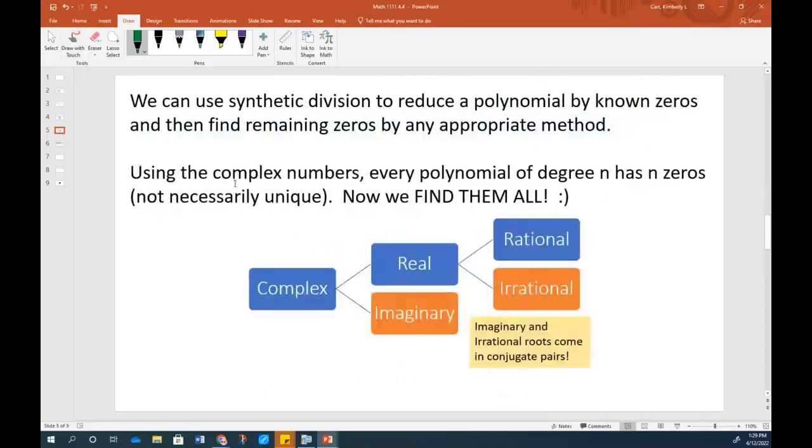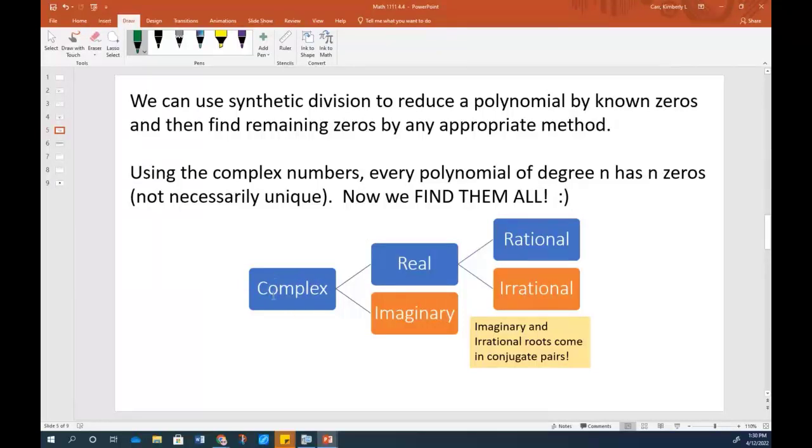Let's look at another concept then. We can take one root if we have, or even if we know two, any zeros you know, but you don't have to know a lot of them yet. You can use synthetic division and reduce your polynomial, and then you could possibly solve what's left. When you look at the complex number, every polynomial of degree n has n zeros. Now, they're not necessarily unique, and we're not saying they're all real. When we say it's not unique, it's like you could have the same factor repeat itself.